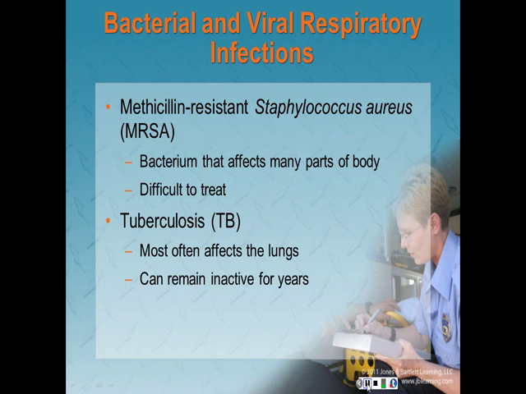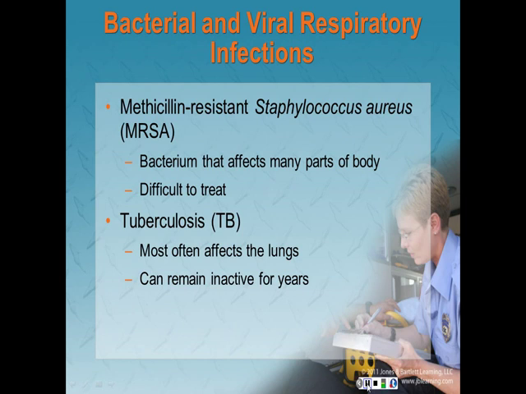Bacterial and viral respiratory infections. The ones we want to talk about specifically are MRSA, which we've already discussed previously, and TB. MRSA is a bacterium that causes infections in different parts of the body. It is transmitted by different routes, including respiratory, and it is difficult to treat. It often affects people who have weakened immune systems in hospitals and nursing homes.